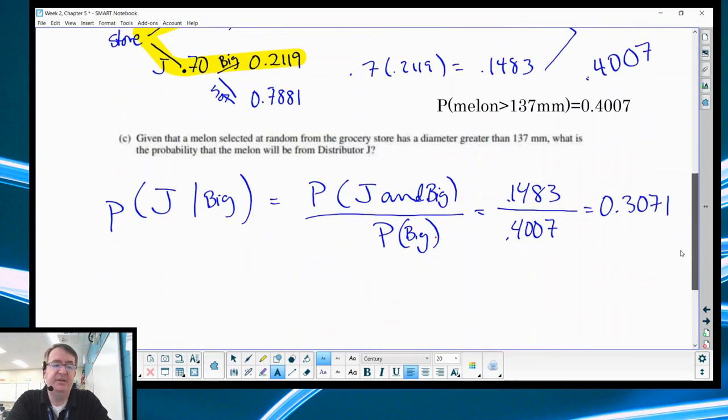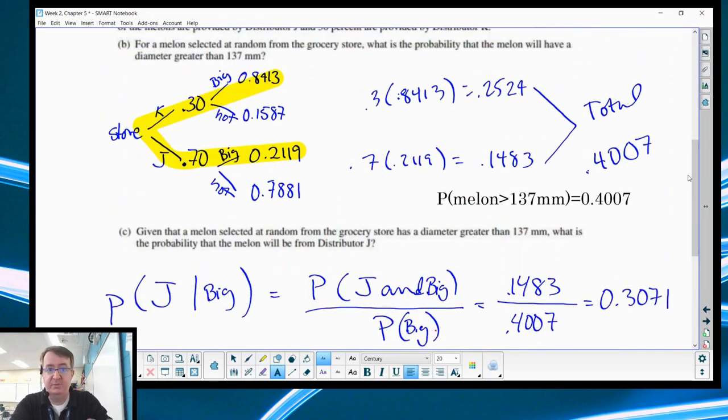Okay. For part 7, given the melon is selected at random from the grocery store and has a diameter of 137 millimeters, what is the probability that it's from distributor J? So think about what's going on here. You've picked the melon and you know it's big. So I know it's from one of these groups here. It's either going to be the 0.2524 or the 0.1483. So what's the probability that it's from distributor J, given the fact that you know it's big?